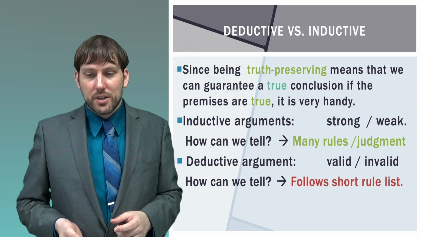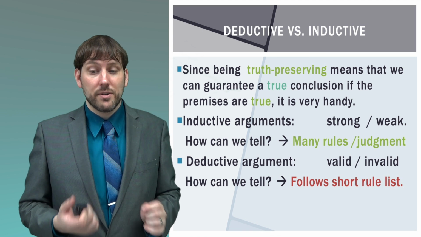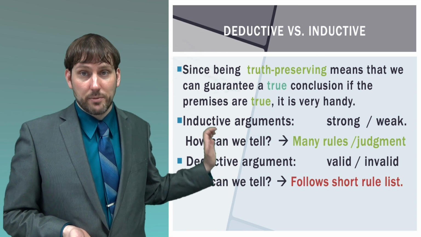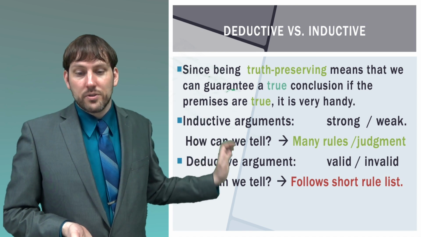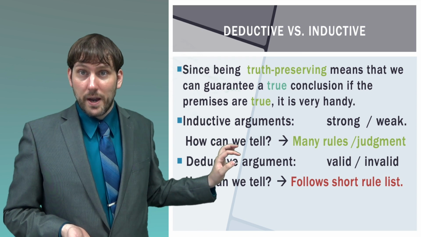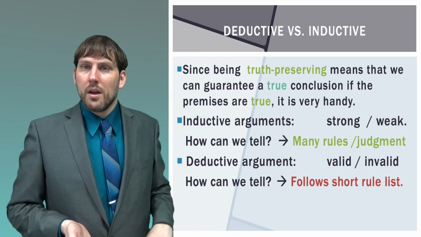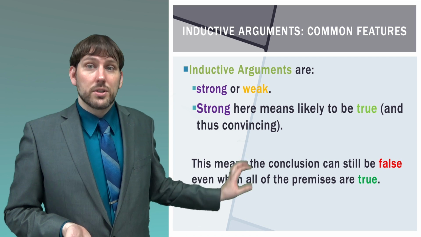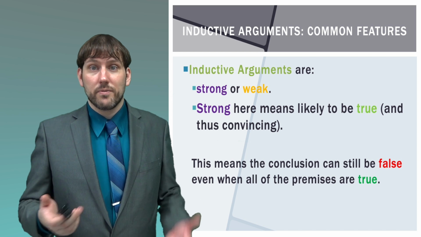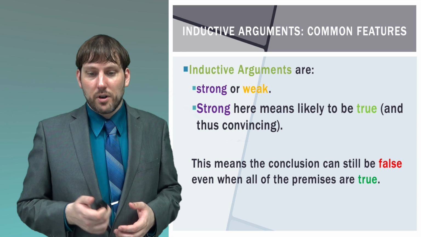Okay, since being truth-preserving means that we can guarantee a true conclusion, this is very, very handy. Inductive arguments don't have this. They only have being strong or weak, whereas with deductive arguments, they were valid or invalid. So with inductive arguments, we will decide whether they're strong or weak in much the same way as we did last week with the argument by analogy. In deductive arguments, we just look at the short list of rules and we can evaluate that in a very simple fashion to figure out whether or not it will be truth-preserving. So inductive arguments, strong or weak.